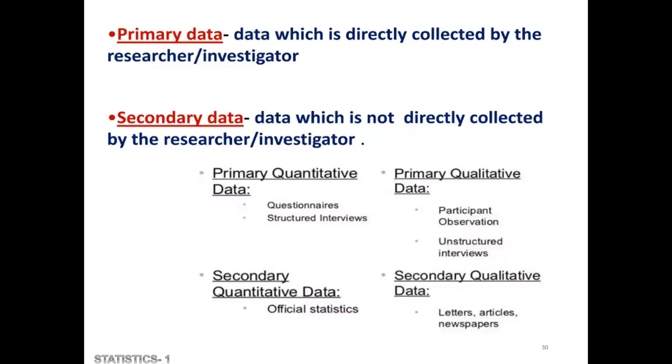Then classification can be done based upon primary and secondary data. Data which is directly collected by the researcher for the first time is called primary data. Secondary data is data not directly collected by the researcher, but collected through a source which has already been collected by some individual. Primary data can be collected through questionnaires, structured interviews, participant observation, unstructured interviews. Secondary data can be collected through official statistical sources like government gazettes, websites, letters, articles, newspapers, magazines.